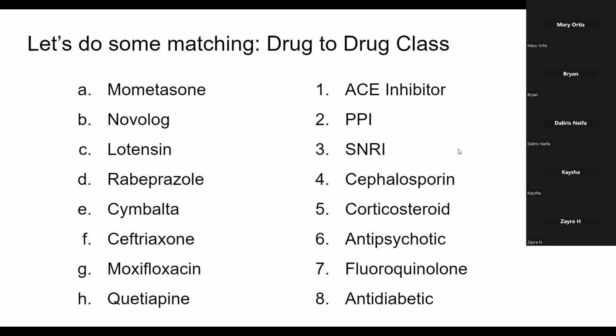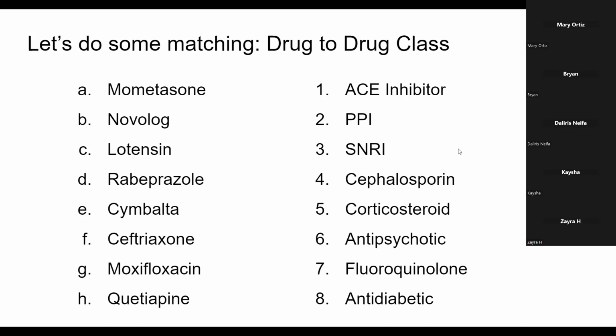What is it? It's Aciphex, yeah. So it's like acid, right? Acid Fex. It kind of gives you a hint as to what it does, right? It reduces that stomach acid. Yeah, absolutely. And Brian, yes, on the next one, absolutely correct.